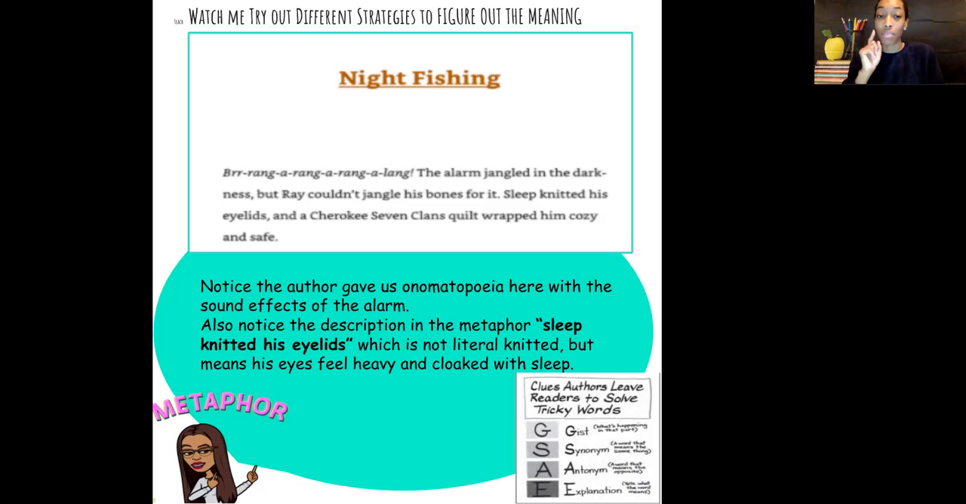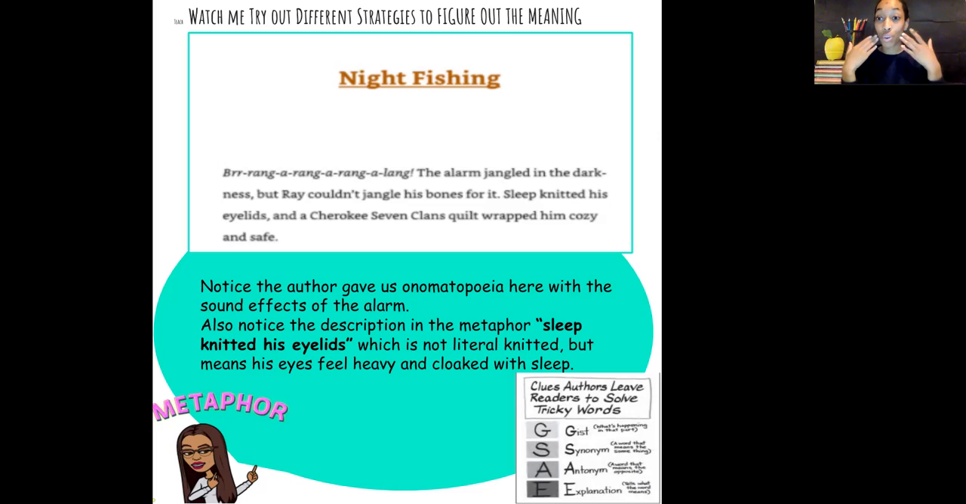This is figurative speech. This is a metaphor. It doesn't say his sleep felt like or as if it was knitted onto his face. It actually said that sleep knitted his eyelids and a Cherokee Seven Clans quilt wrapped him cozy. So he was in this deep, heavy sleep, and it was really hard for him to wake up. So that's figurative language to imagine how much of a comfortable, deep sleep Ray was in.